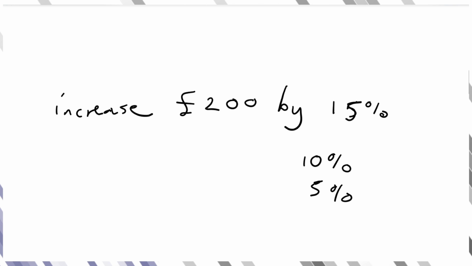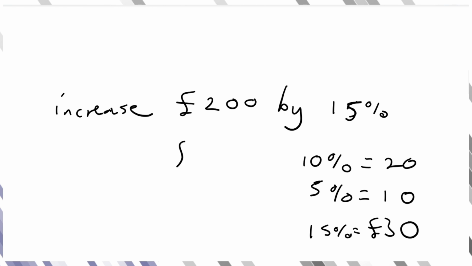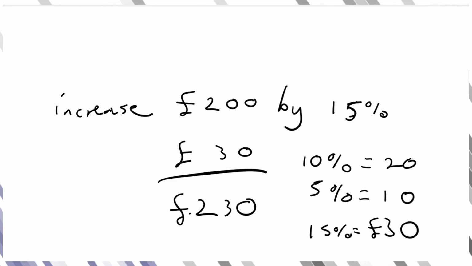Because half of 10 is 5, and then if we add those two together we would get 15%. So let's do that. 10% of 200 is 20, 5% will be half of that, which is 10, and then 20 add 10 is 30. So 15% is £30. If we're going to increase £200 by 15%, that just means we're going to add £30 onto it. So all we do is 200 plus 30, and if we increase £200 by 15%, it becomes £230, and that's it.